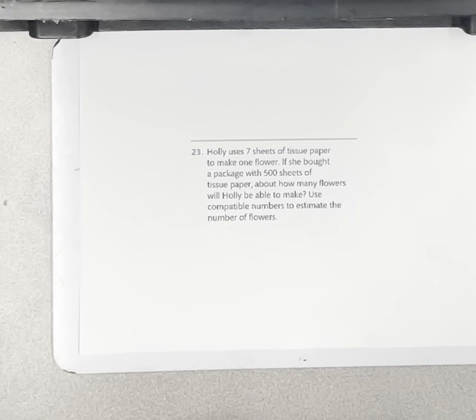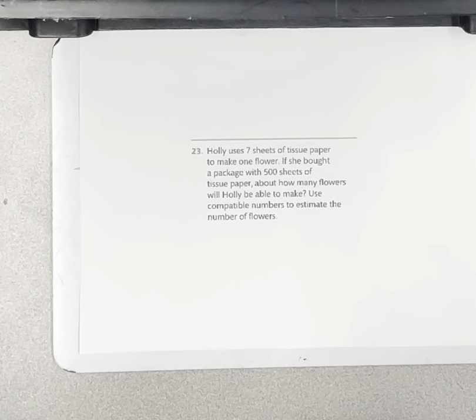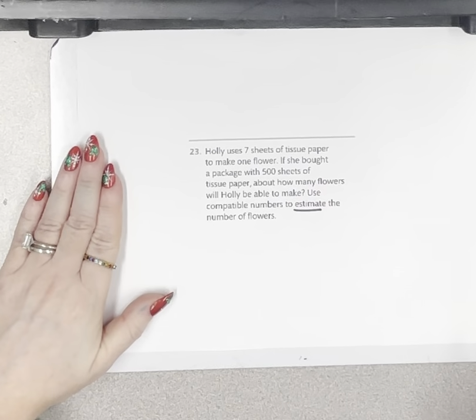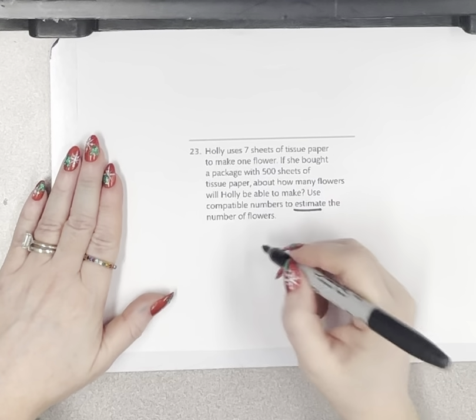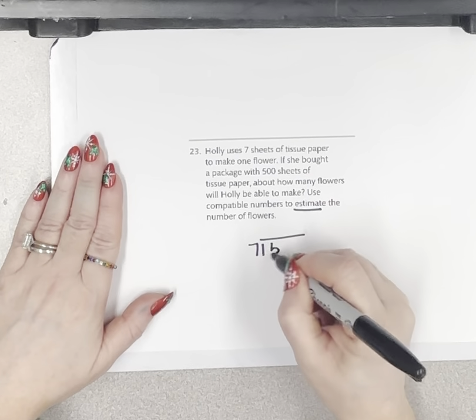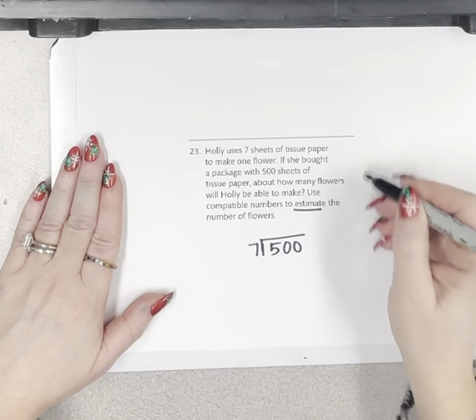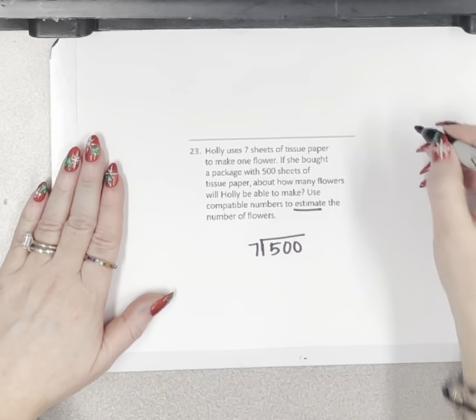Holly uses 7 sheets of tissue paper to make 1 flower. If she bought a package with 500 sheets of tissue paper, how many flowers will Holly be able to make? Use compatible numbers to estimate the number of flowers. So they're looking for an estimate here. You can solve like you would normally solve, right? But then you have to come up with rounding at the ends.